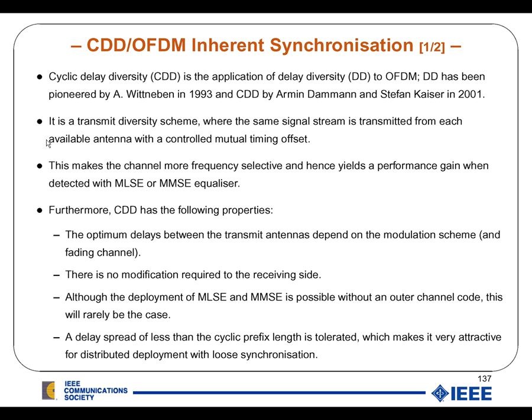Now, if natural synchronization is not sufficient, what you could do is also a CDD OFDM inherent type of synchronization, where CDD and DD have been introduced by Armin Wittmann and Armin Dammann and Stefan Kaiser in 1993 and 2001, respectively. It makes basically the channel more frequency selective by delaying the output of one or several of the transmit antennas. You don't need to change anything at the receiving side, but you gain if you use strong channel coders or equivalently MLSE or MMSE equalizers.